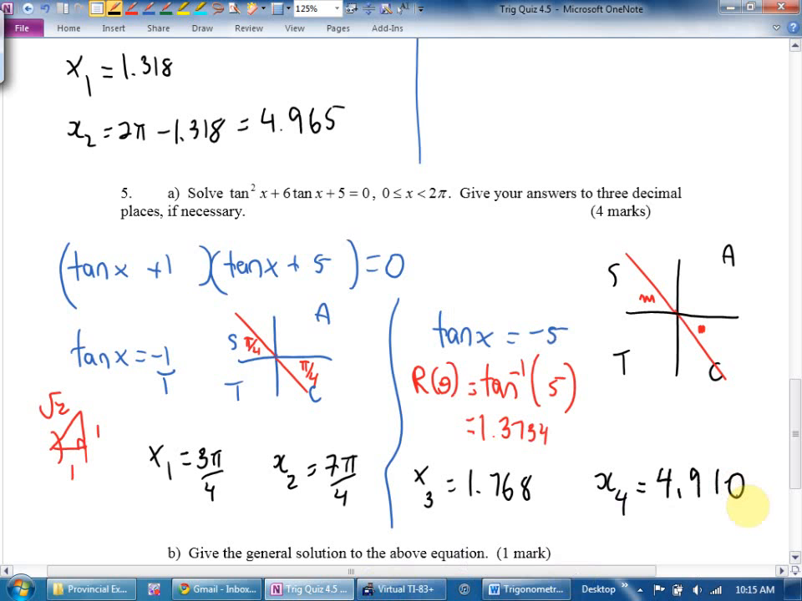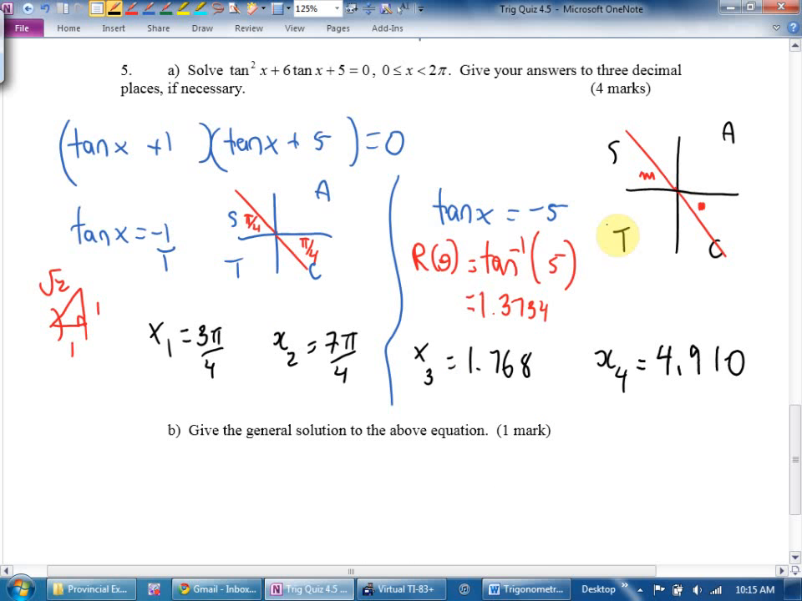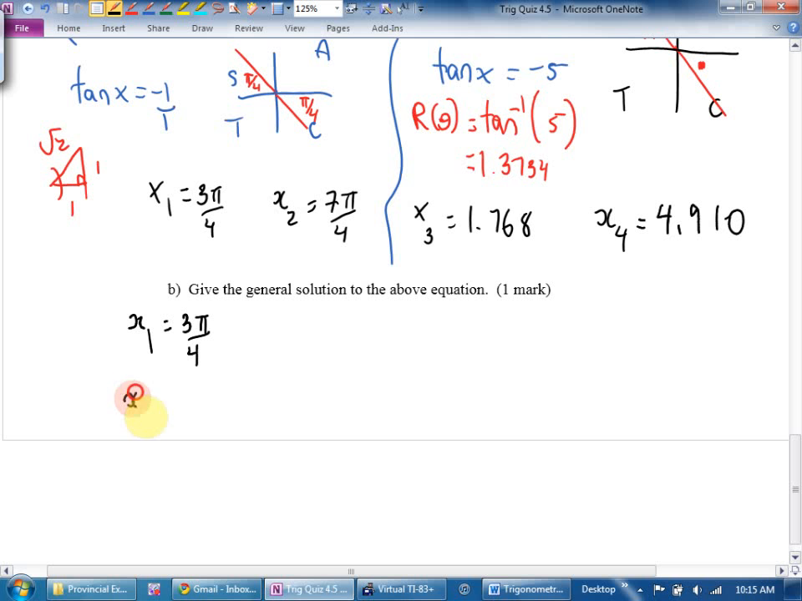How many answers? 4? How many marks? 4? That works. Give the general solution. Well, there's that guy, and there's this guy. Now, if you wrote also x2 and x4, that's fine. But as it turns out, what's the period of tangent? If you add pi n, where n is an integer, to these two, this one will generate that one, and this one will generate that one. But if you wrote them in, that's fine as well.